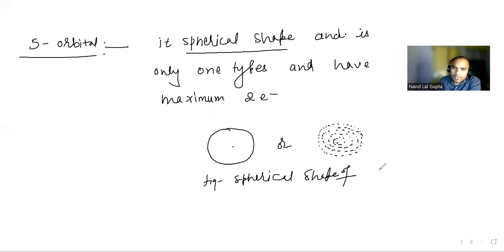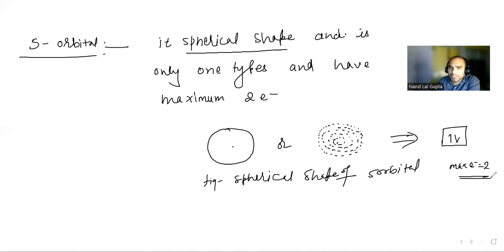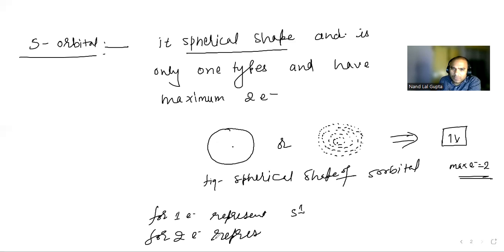Now if you talk about how many electrons are there, in the s orbital only one type is there, so the maximum number of electrons is 2. One orbital, maximum electrons equal to 2. For one electron, we represent it as s1. For two electrons, because only 2 electrons are possible, s2. Got it?